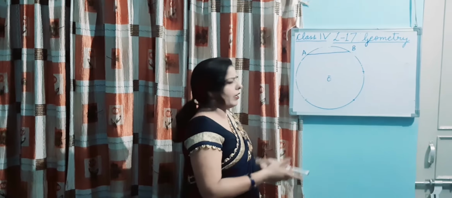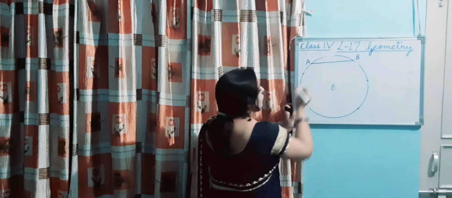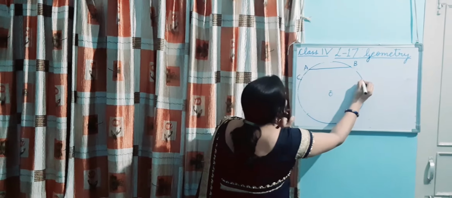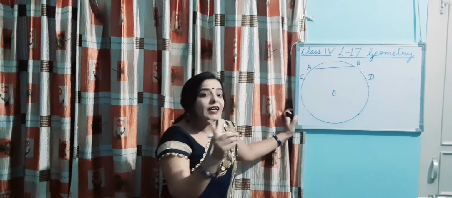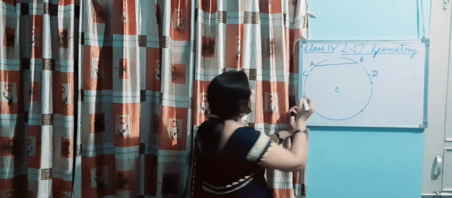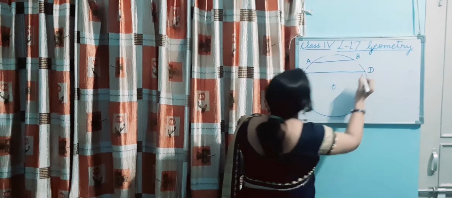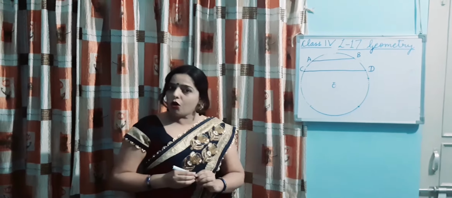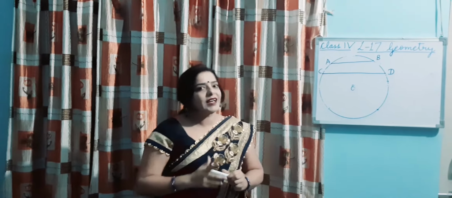Now again you can take any 2 more points. Here this point I have taken, I named it as C. Another point I have taken, I named it as D. Now these are the 2 points on the circumference. Now join them through a line. And when you draw a line, what do you get? You get a chord. So what is a chord? A chord is a line which joins 2 points on the circumference.